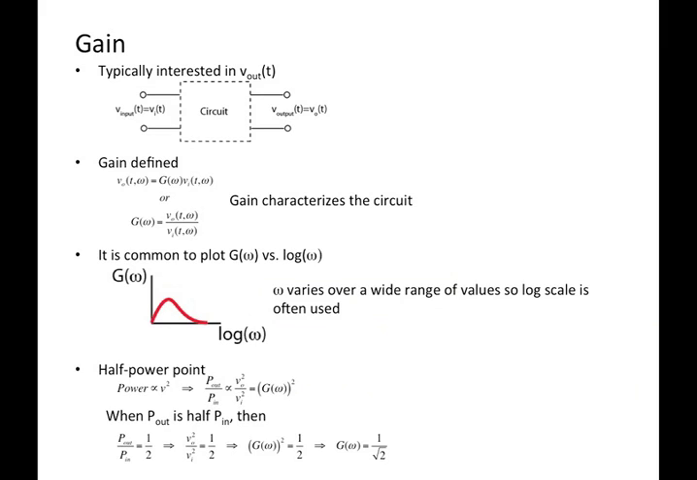So let me define a few other things. Typically we're interested in V out, right? We have some circuit, we input our signal generator, and we say, hey, what do we get out, right? That's our circuit, and we define that characteristic of the circuit as the gain. It's just V out over V in, and that's the gain.